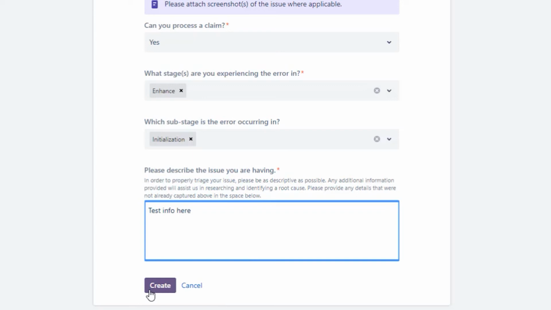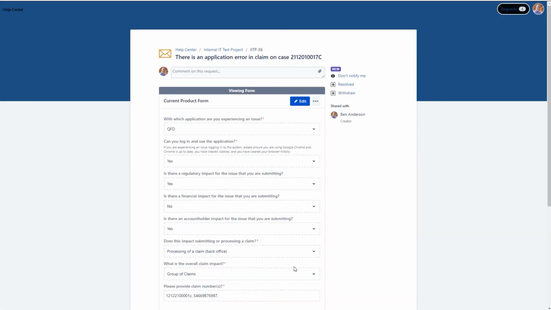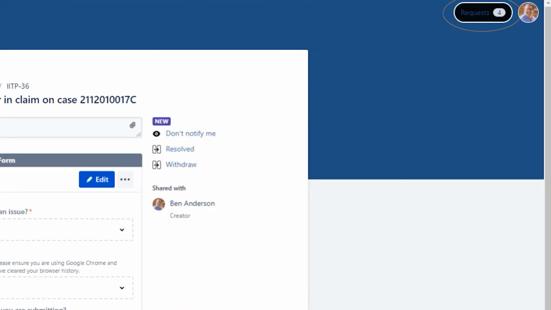Once the questions are all completed, the support ticket can be created by clicking on the Create button on the bottom of the screen. Once submitted, a confirmation email will be sent and the ticket is reviewable through the Requests button if edits are needed.